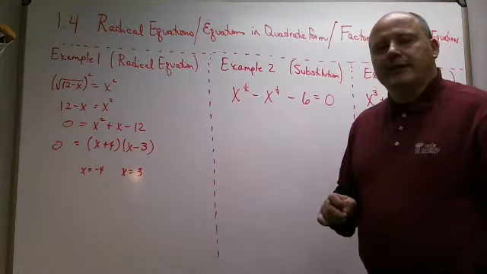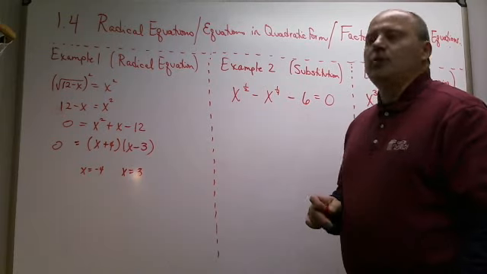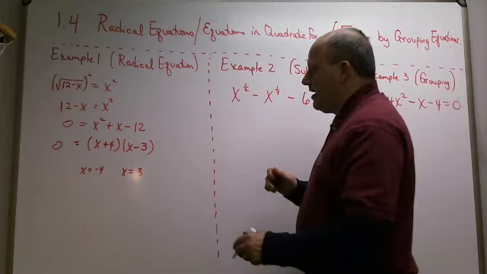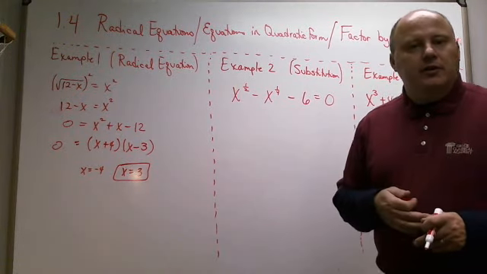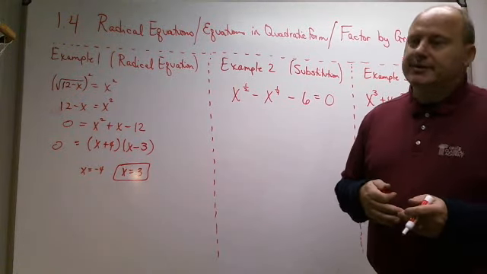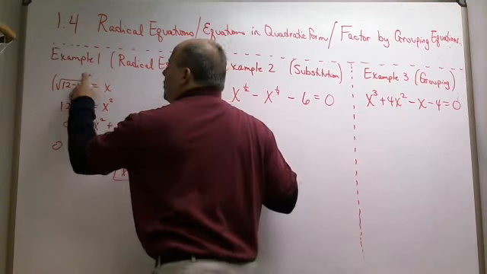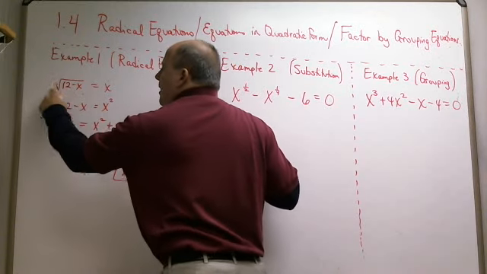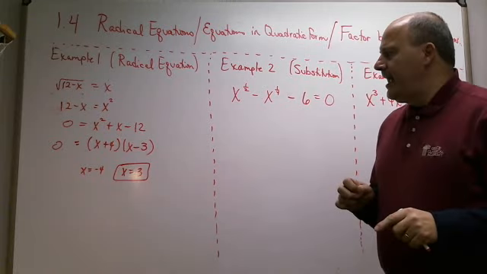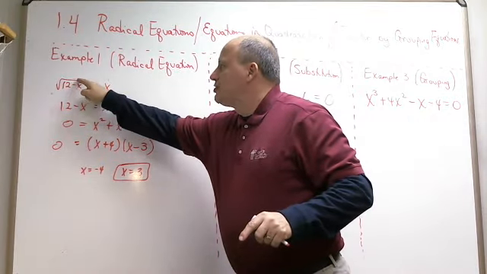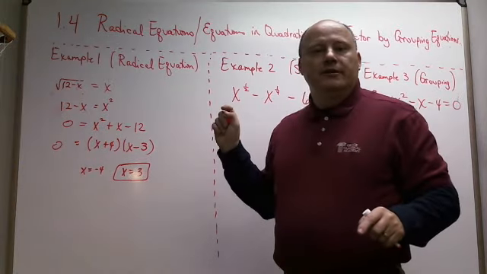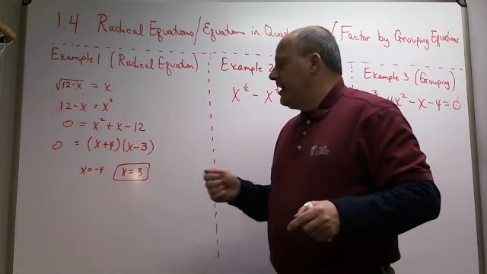But if this problem was actually in the book, they would only give you one answer. The only answer they would give you is the 3. And you're like, why not the negative 4? It appears to work. Yes, it appears to work, but it doesn't. If you look at the original problem without the squares, 3 would definitely work because 12 minus 3 is 9. The square root of 9 does give me the 3. And that's fine. But look at the negative 4.